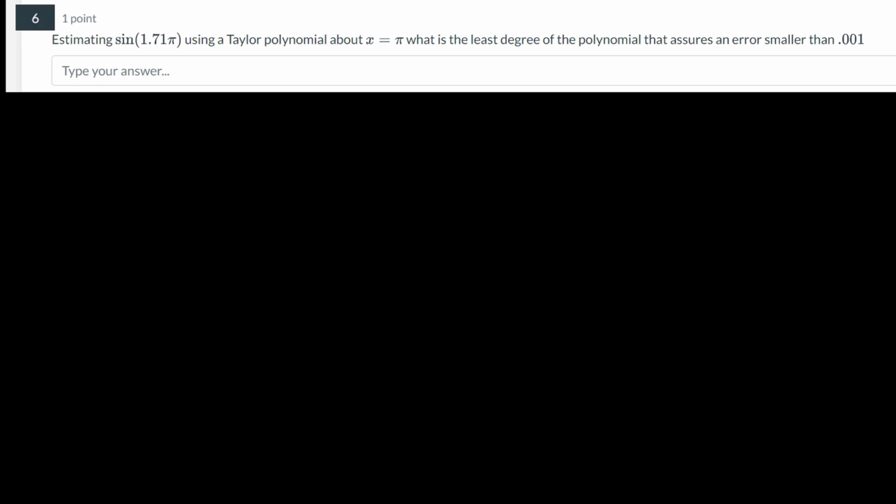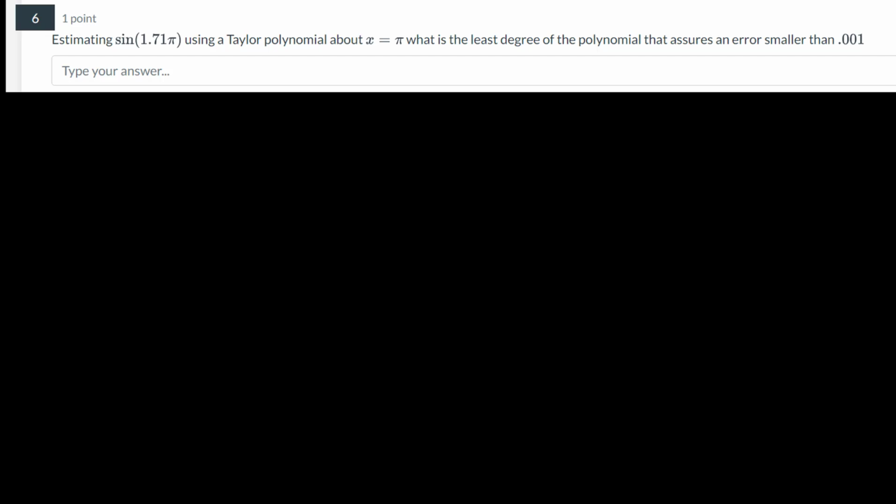Number 6, we're estimating sine of 1.71 pi using a Taylor polynomial about x equals pi. What is the least degree of the polynomial that assures an error smaller than 0.001? All right, so if you look up the Taylor series polynomials, we did this for sine, we did it for e to the x, we did it for natural log as well.